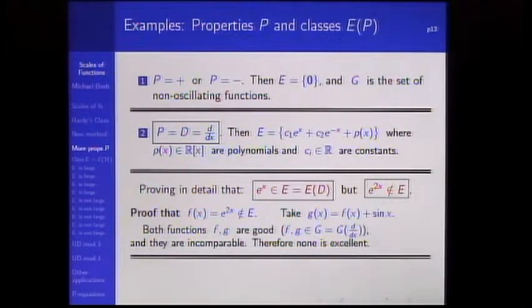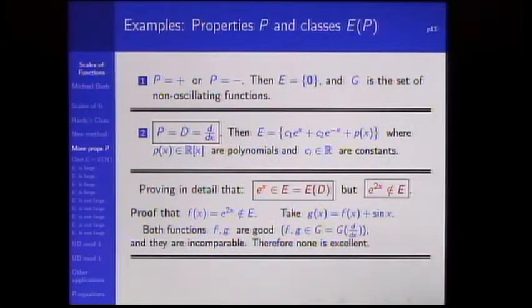So first I want to prove that e to the power 2x is not excellent. I claim that e to the power 2x is good. So how do I check that it is good? In this P scale, the only operation I have is differentiation. So if I have e to the power 2x over there, what must be there? Twice this function, four times this function, and so on. And if I take the collection of all derivatives of this function, I will get a scale because all functions are comparable, and this will be closed under differentiation. So it means that this function, e to the power 2x, is good. It belongs to some P scale.